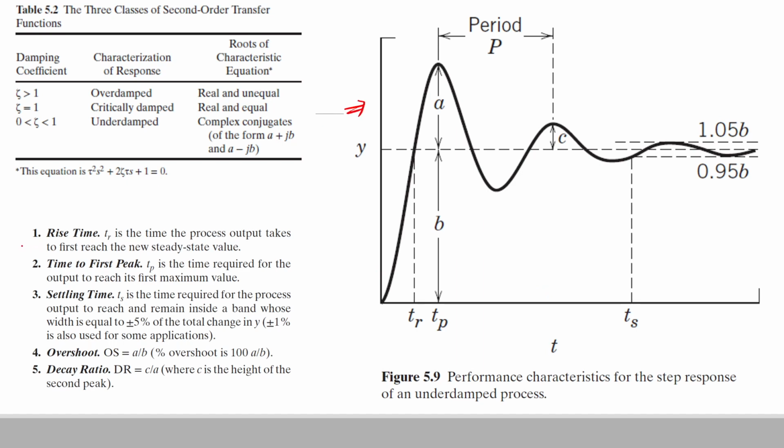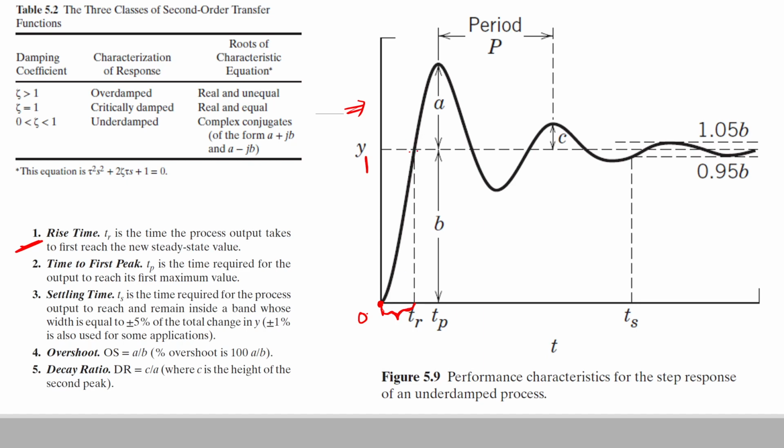So the first thing to note is rise time. That is the time taken by the process to reach the new steady state value. That is, if I am starting from this point 0 and my steady state value is 1, then the time taken by the system to reach the steady state value for the first time, that is basically this time, we call it rise time.